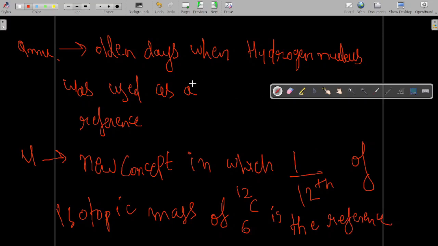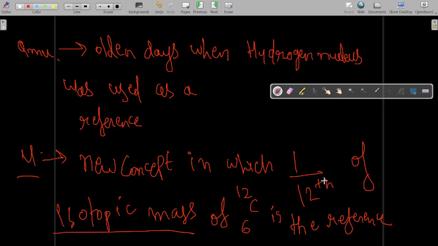So in olden days the atomic mass unit was used, and the hydrogen nucleus was used as the reference. But what about new days? The new concept is that of unified mass, and the concept of unified mass simply says that 1/12 of the isotopic mass of C-12 is the reference for measuring the isotopic mass of other nuclei. Not atomic mass, isotopic mass.